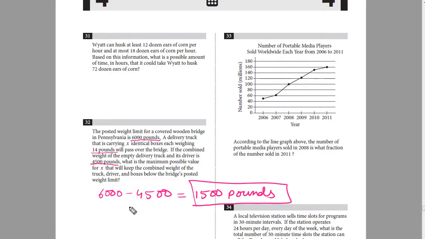Now each box weighs 14 pounds. Now we will divide 1,500 by 14 and we will see how many boxes we get. So in order to find out the number of boxes, we will divide 1,500 by 14. So this will give us 107.14, but we will write 107 because the box cannot be in decimals. So this is the maximum number of boxes that our truck can carry on this bridge, 107.